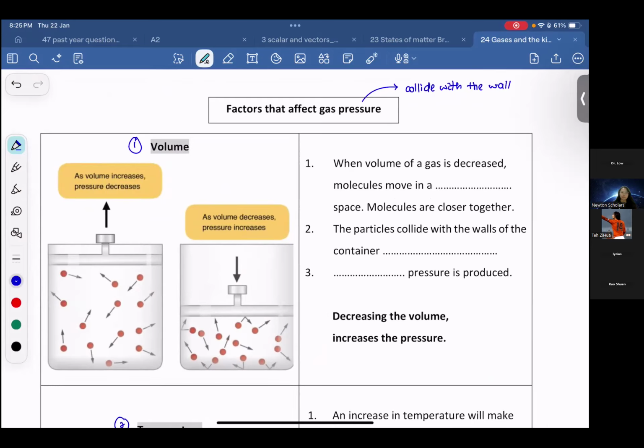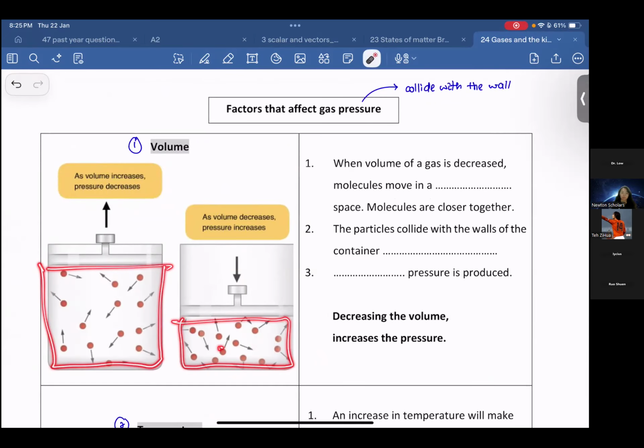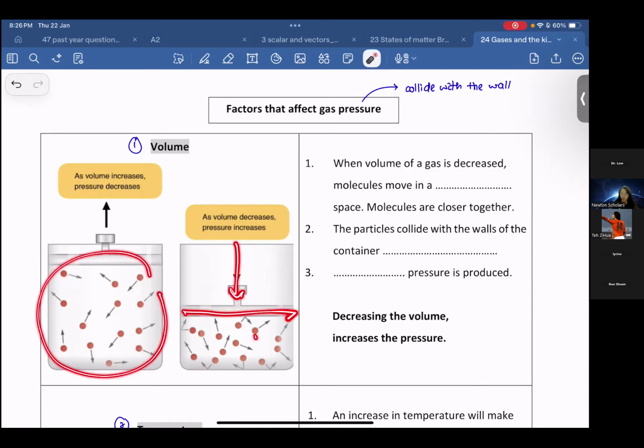When the volume decreases, we look at this one. When I push it down, it becomes a lower volume. This volume becomes smaller. Because this is a closed container, the air particles cannot escape. The number of air particles will be the same. Here I count 13. When I push it down into a smaller volume, this one still has 13 molecules. It won't be changed.